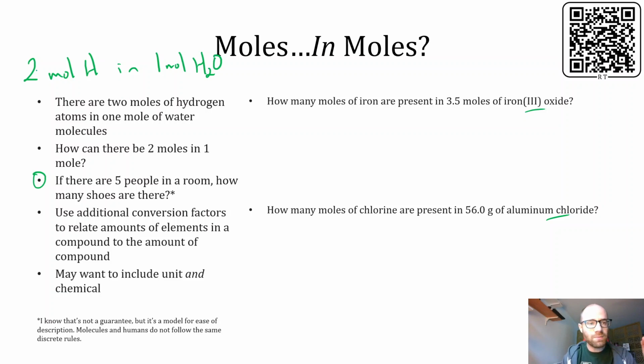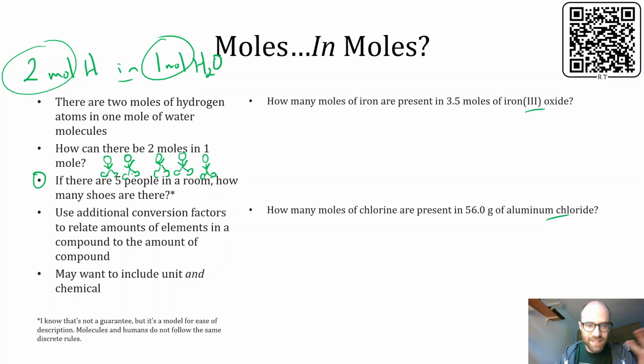Well, how is it possible that there's 2 moles in 1 mole? The way I like to think about this is that if you had 5 people in a room, how many shoes would you have? The answer is, under standard conditions, 10. But how can there be 10 shoes if there's only 5 people?